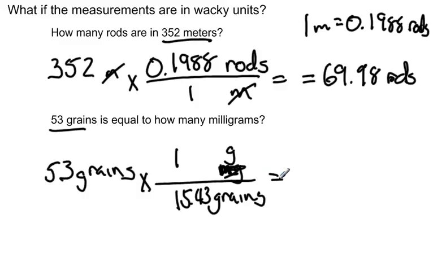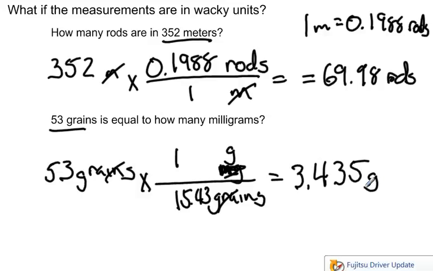Again, we do the math. 53. In this case, now we have a number on the bottom. Uh-oh, I hope that doesn't screw anything up. It shouldn't. 53 times 1 divided by 15.43, or 53 just divided by 15.43, and that's going to equal 3.435 grams. Now, the problem is that we didn't get to milligrams. We just got to grams, and this may happen to you. Well, we can get to milligrams because we can do another dimensional analysis problem.